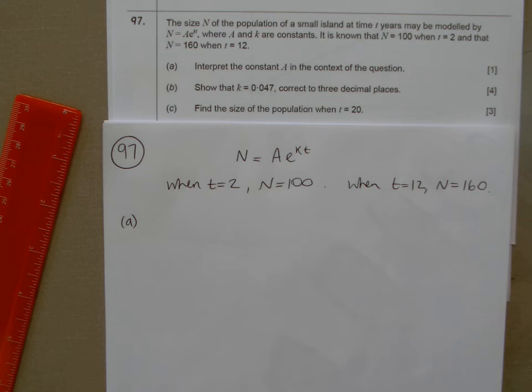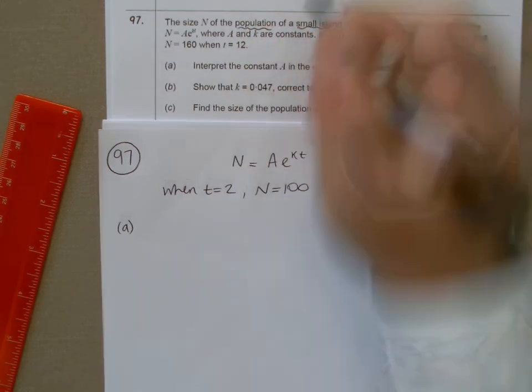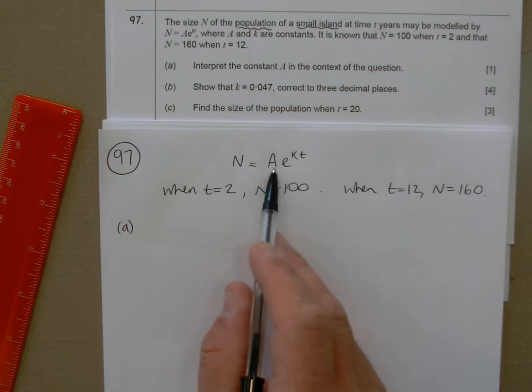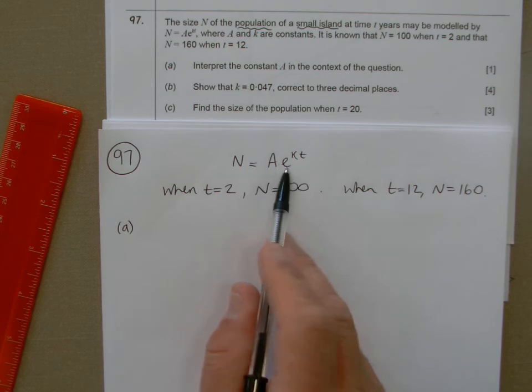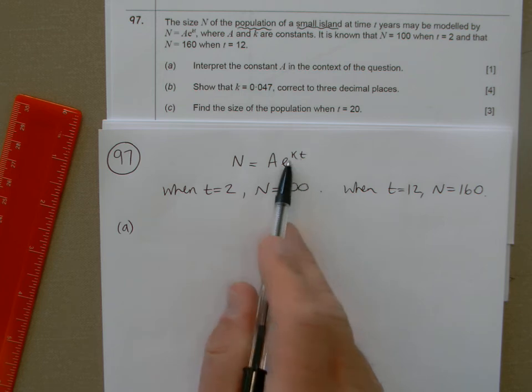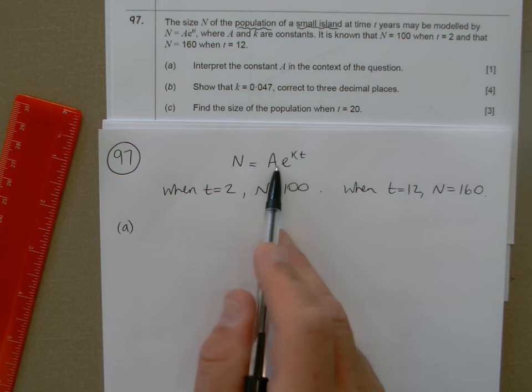So when they say the context, in terms of what this model is referring to, we're looking at the population of a small island, so it's got to be in context. It's got to refer to the population of this island in some way. And it's quite simple to do in terms of working out a. It's always the value in front of the e, because when we set t to equal 0, the e will become 1, won't it? And then you're just left with a.